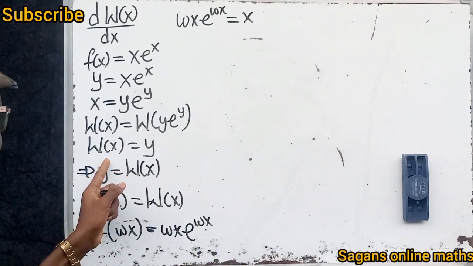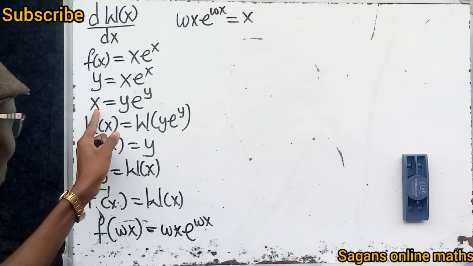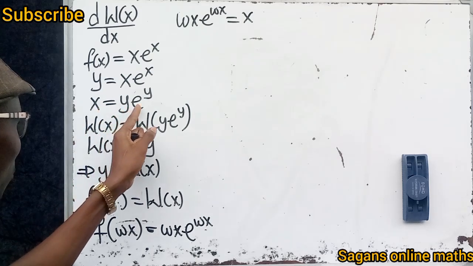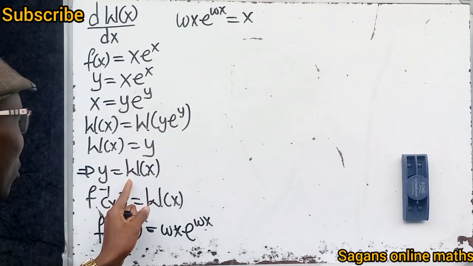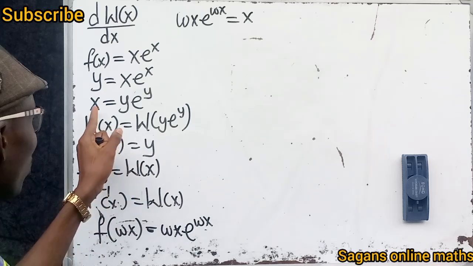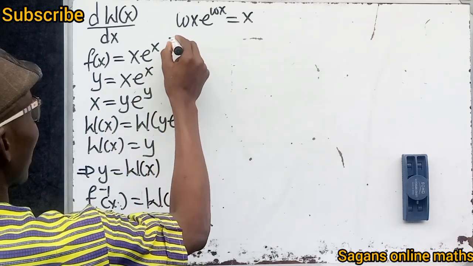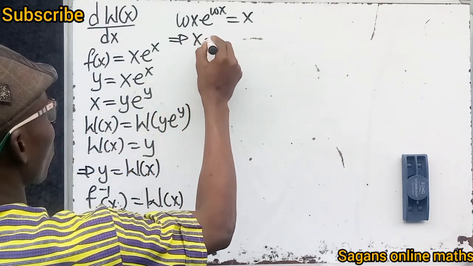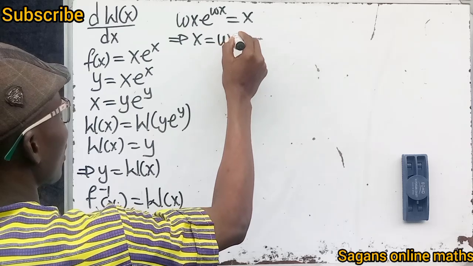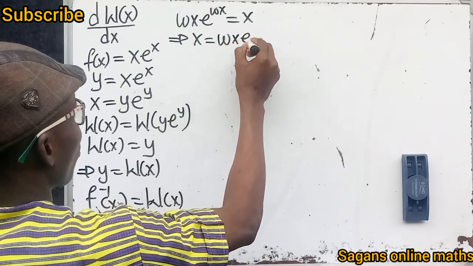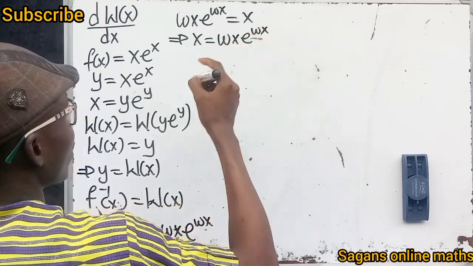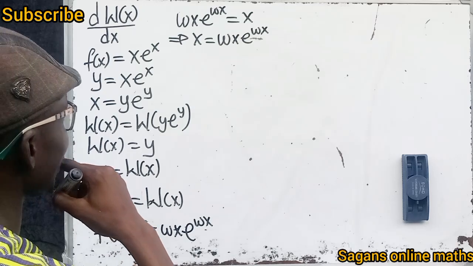From looking at this, you can see x is equal to y multiplied by e to the power of y, and y is the W function of x. So the outcome is just x. This implies that x is equal to the W function of x multiplied by e to the power of the W function of x. Wow, this is amazing, right?